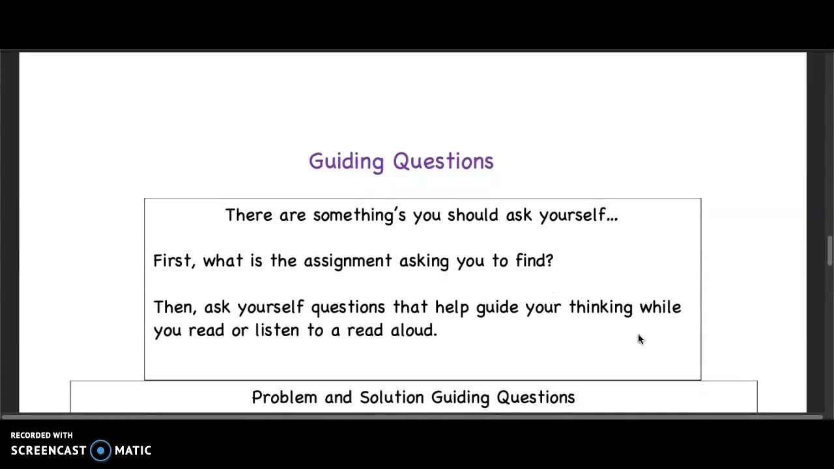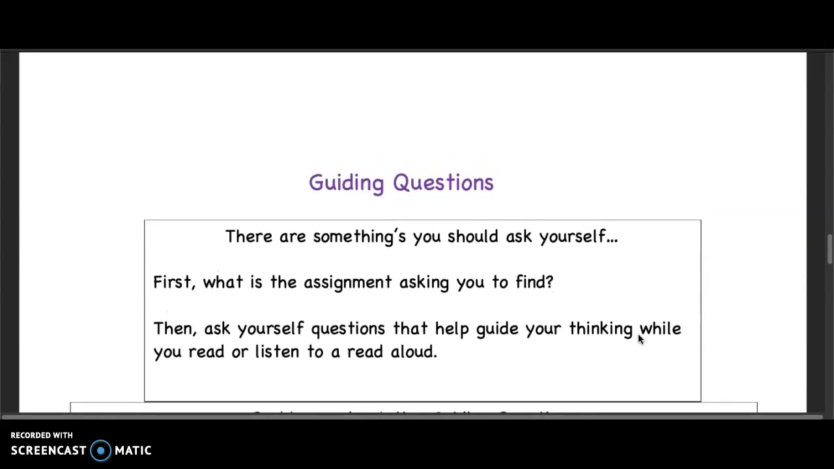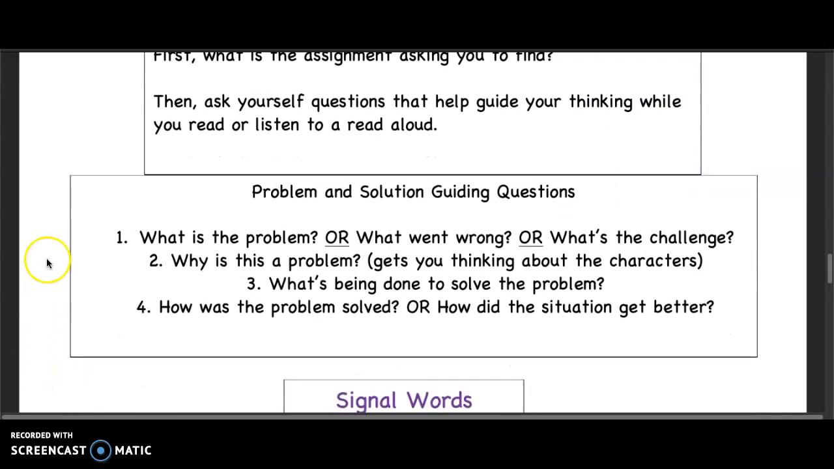Our first strategy is guiding questions, right? So whenever you see an assignment, you should think to yourself, what is it asking me to find? And in this case, you know that you're going to be looking for the problem and solution. So you should be thinking of some questions while you read or while you listen to a read aloud that will help you find the problem and solution. I have some questions written out here. So these are possible ones. If you have others in mind, you can also do those.